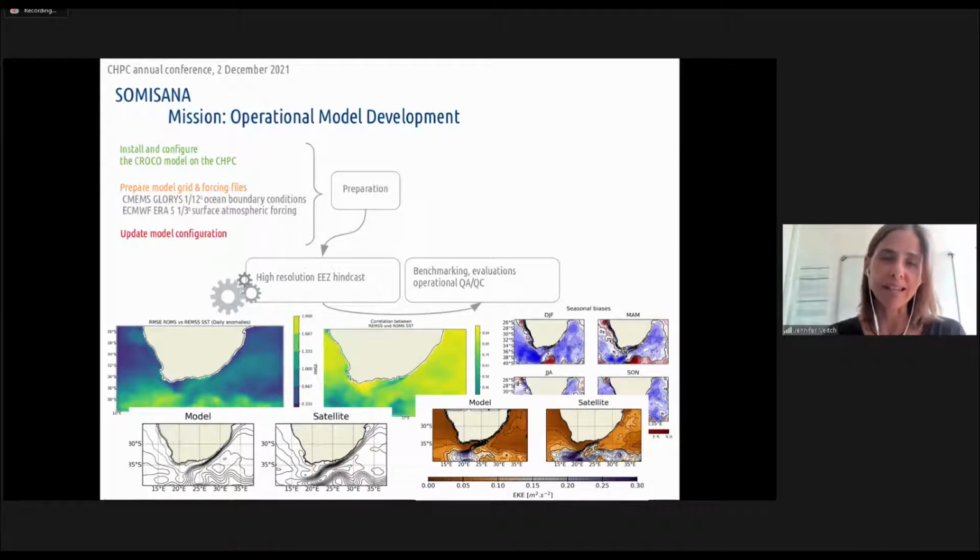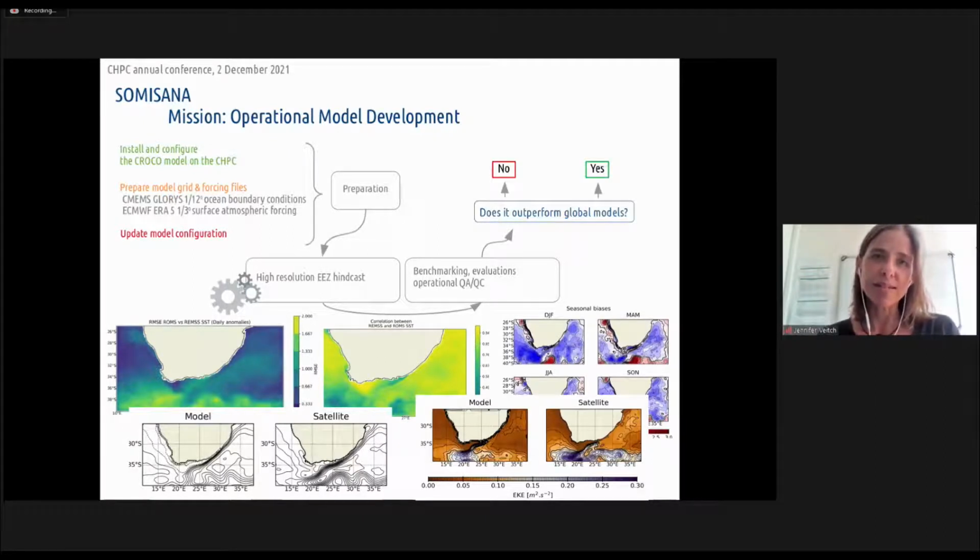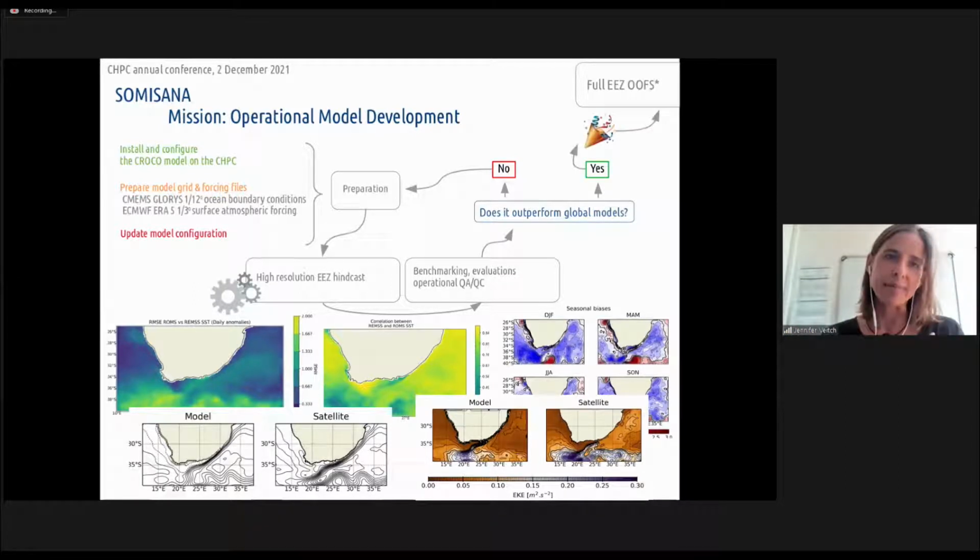So we have a number of benchmarking and evaluations to do. So once we've done those evaluations, we decide whether our results are an improvement on the already existing global models. And if not, we go through the cycle again. We change our grid, our forcing, or our configuration parameters, we rerun and assess. Eventually, until we produce something that is an improvement on the global models, at this point, we will firstly celebrate, and then we implement the configuration in forecast mode.